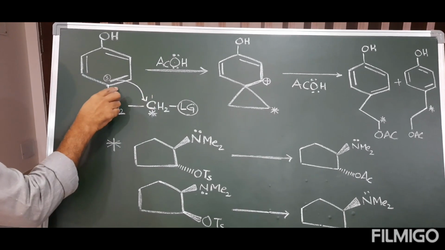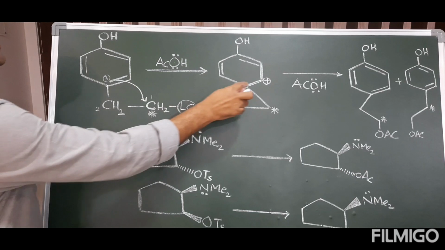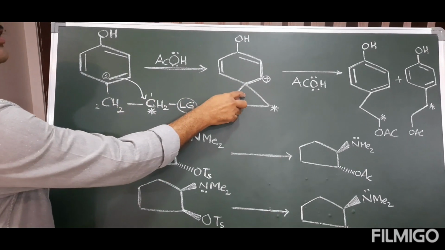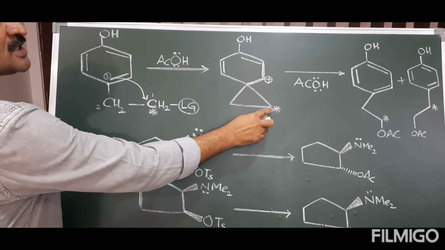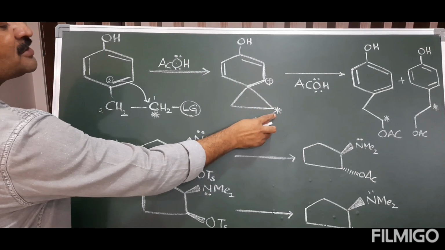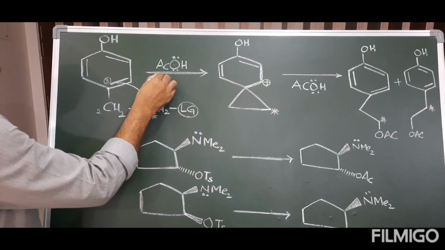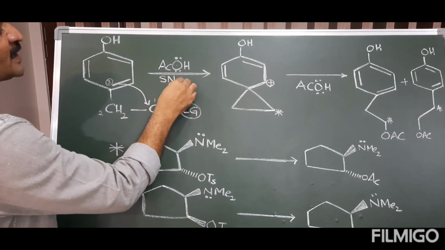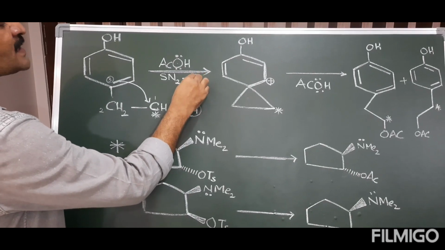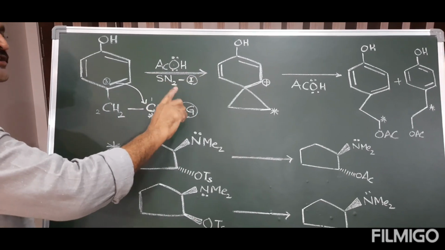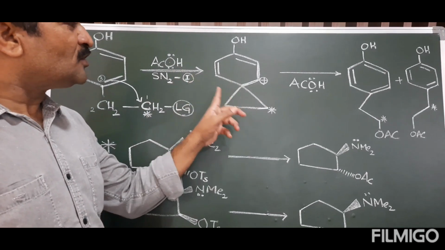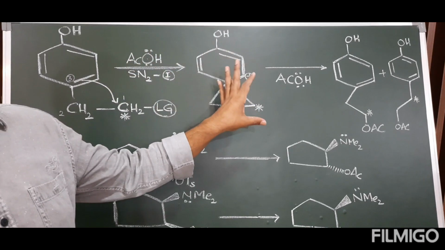As a result, this carbon gets the positive charge, and here a cyclopropyl ring is formed, and this represents the compound with the carbon having radioactivity, the isotopic carbon. Here SN2 attack will take place. This is the first SN2, and the nucleophile will attack from the back side. So the first SN2 attack will take place from the back side. Because of that, here one inversion is completed.